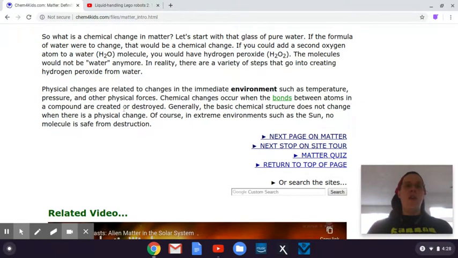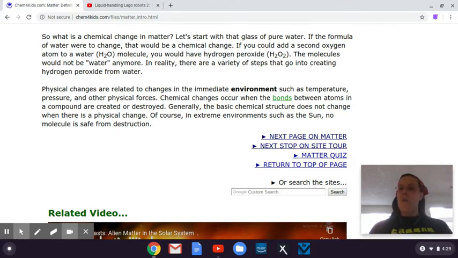Physical change is related to changes in the immediate environment, such as temperature, pressure, and other forces. Chemical changes occur when the bonds between atoms in a compound are created or destroyed. Generally, the basic chemical structure does not change when there is a physical change. Of course, in extreme environments such as the sun, no molecule is safe from destruction.